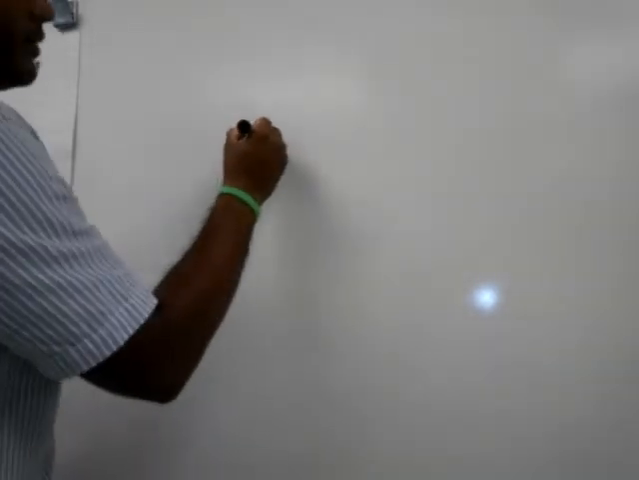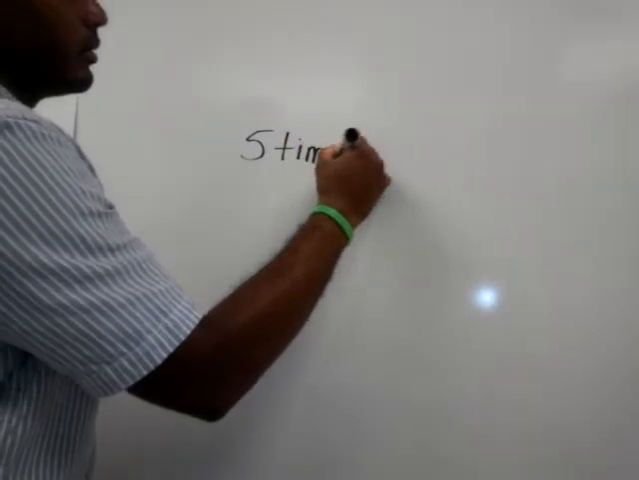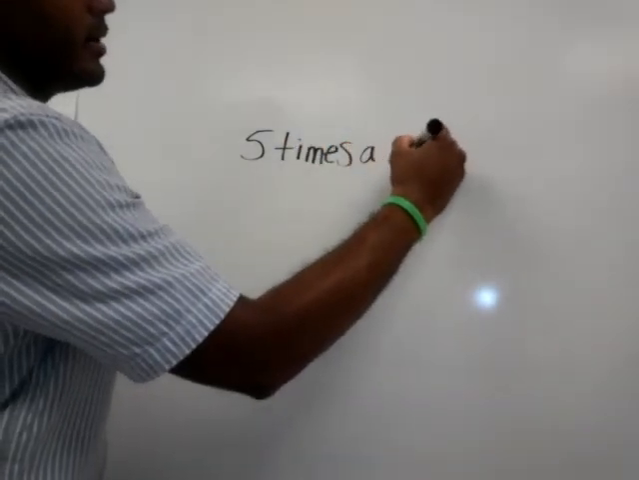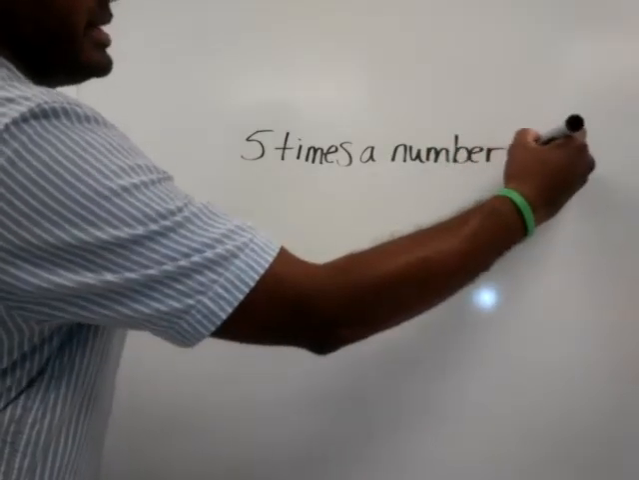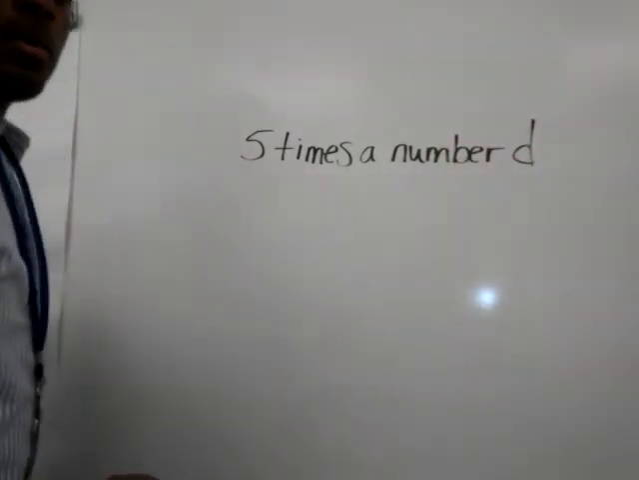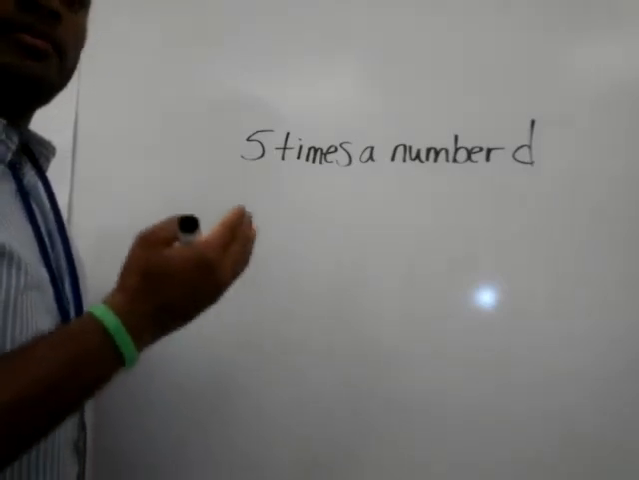Next scenario is writing algebraic expressions. So here's an example of one: 5 times a number d. Okay, what we need to do is identify the key information that is going to inform us that we are going to be doing an operation.